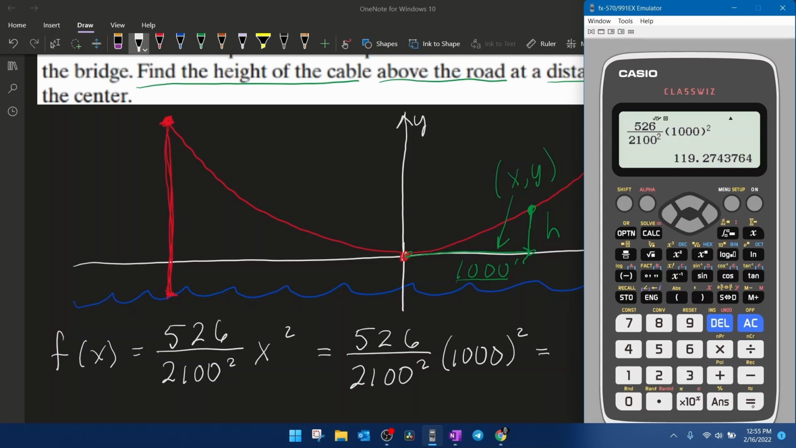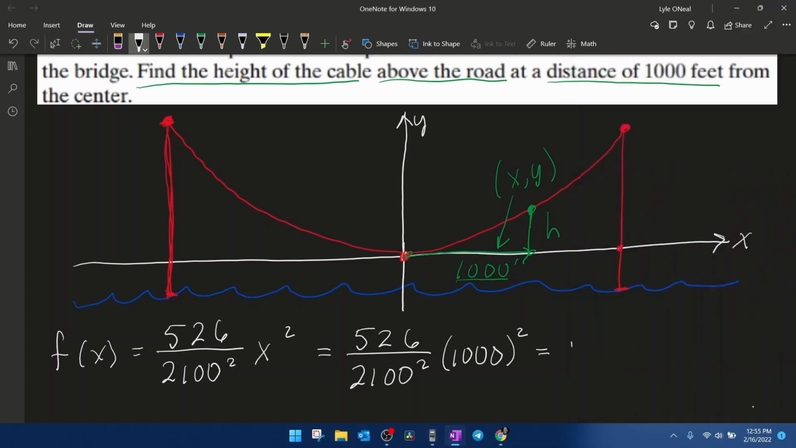It doesn't specify in the problem where to round to, so I'm going to choose to round to the nearest foot, which will give us a vertical height of 119 feet when we are 1,000 feet from the center. And that's going to do it for this example.